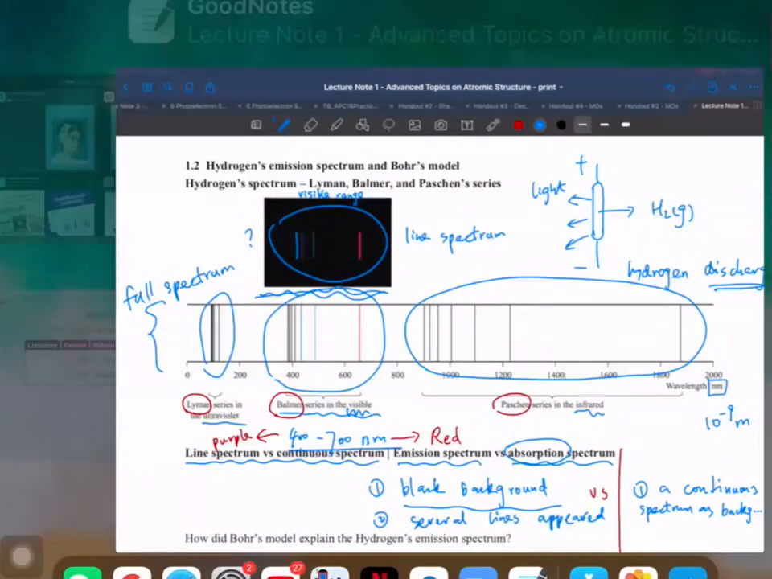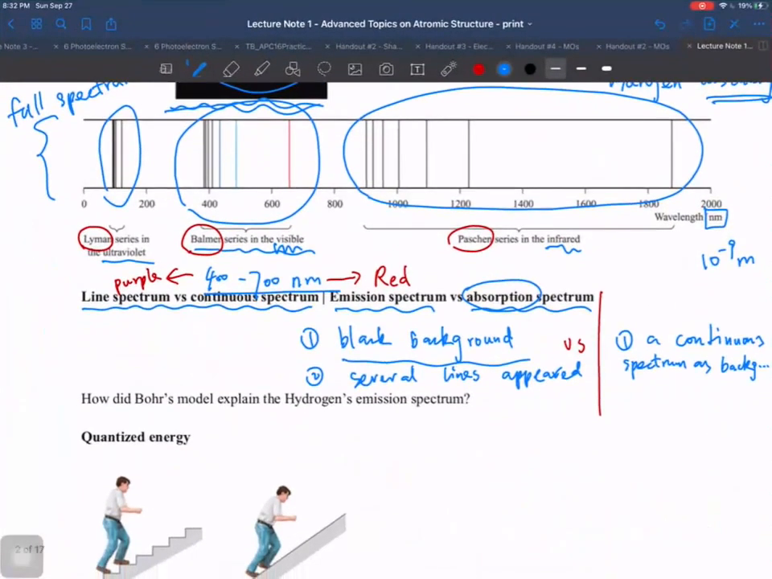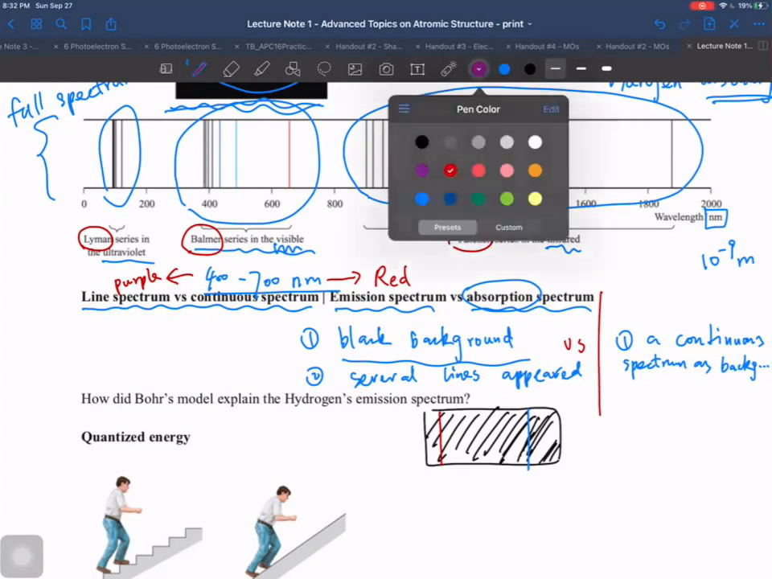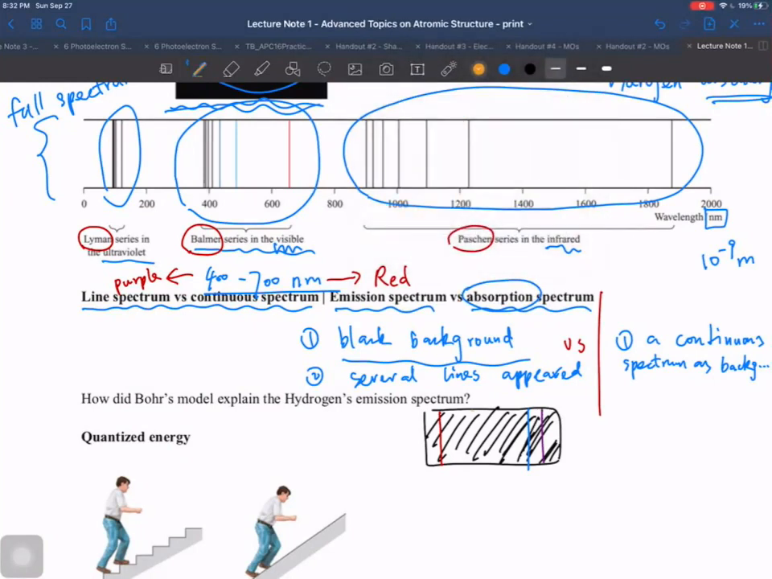So if you want to take notes, I recommend you do something like this. For the emission spectrum, let's suppose this means a black background, and then we can draw a few lines: red, blue. I think I can find more colors. Purple, which should be here. And then let's say orange is here. I think several lines should be enough to show the general idea.